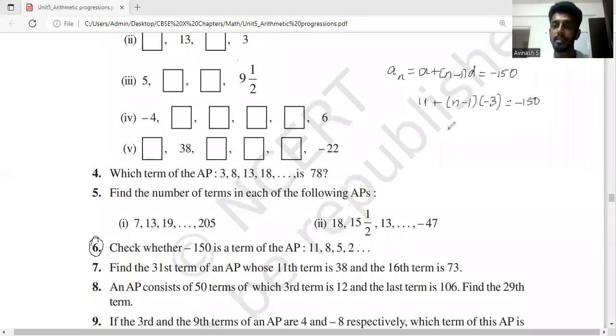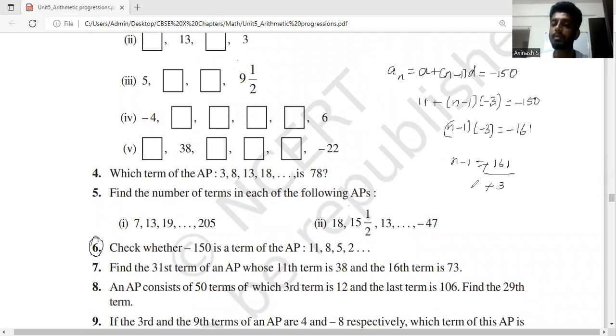And the next step will be n minus 1 into minus 3 will be minus 161. We get 161 because this 11 goes to the right side and gets subtracted. But since it is minus 150, it will get added. And we'll be getting minus 161. So n minus 1 will be minus 161 divided by minus 3.